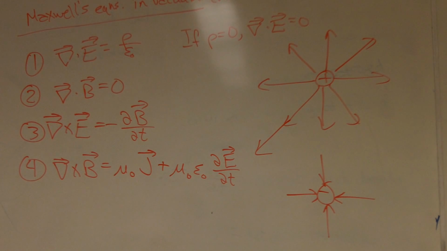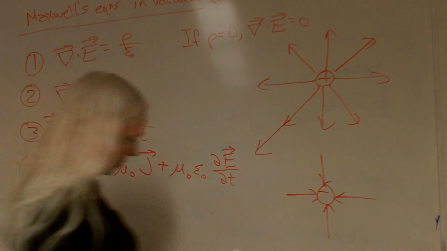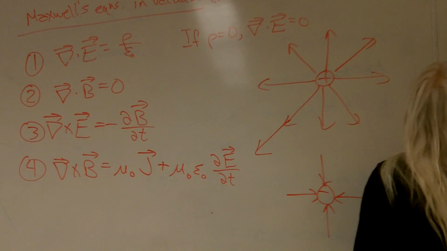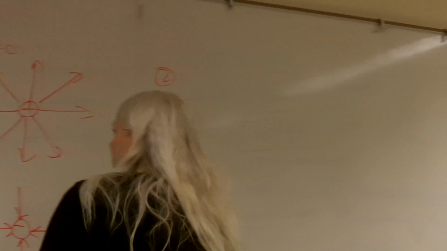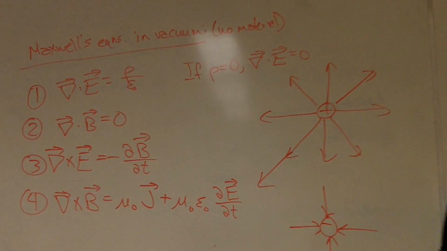So the first two of Maxwell's equations make sense in terms of what we've already talked about with divergences. Now let's look at some mathematical consequences of these. First of all, what about Gauss's law for magnetism? Equation number 2.